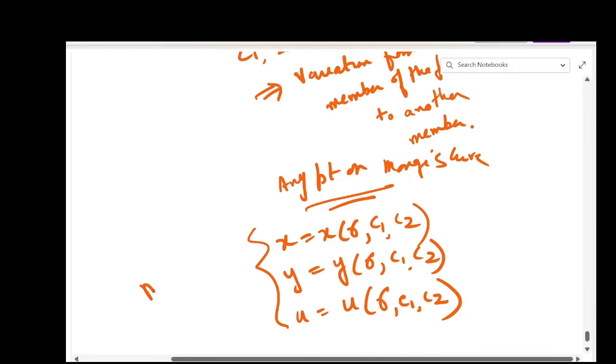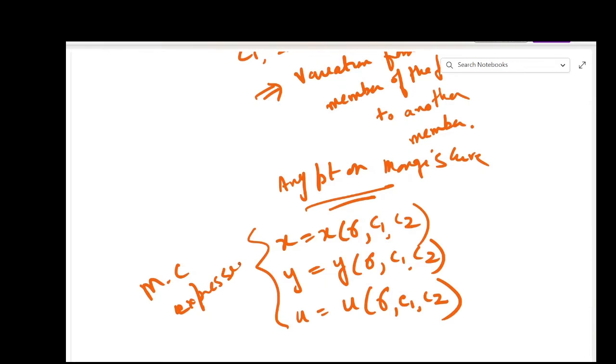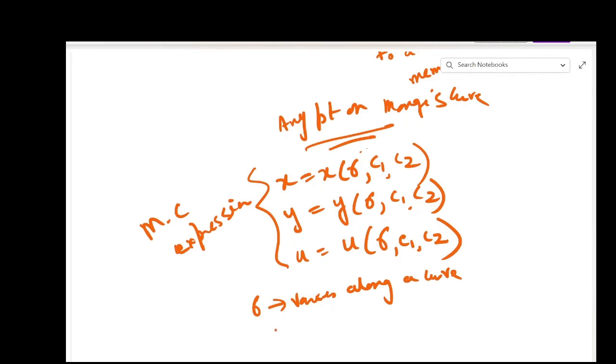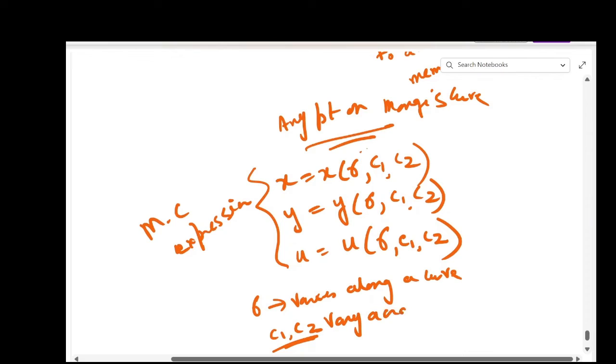So this is your Monge's curve, MC curve, expression in parametric form. As I said, sigma will vary along the curve, C1, C2 will vary across the curve. Sigma varies along a curve and C1, C2 vary across curves. All we are talking about is Monge's curve, MC. So this is how we present Monge's curve.